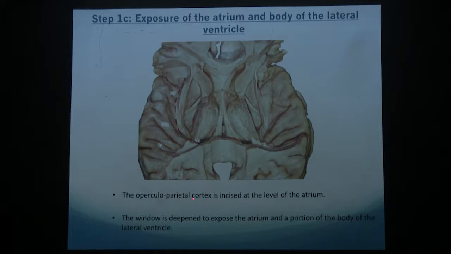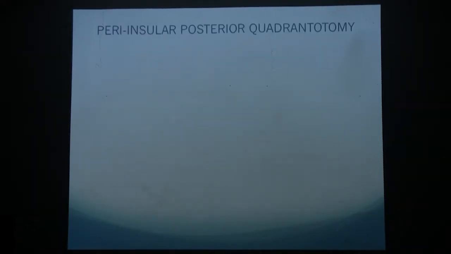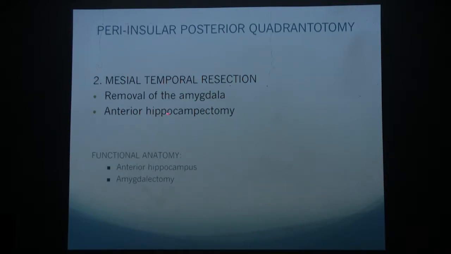The operculoparietal cortex is also incised at the level of the atrium. So the temporal lobe part is continued on to the atrium. And again, you open the ventricle along its way, only up to that. And inside the ventricle, because you don't want to deal with the anterior commissure, you remove the amygdala and the anterior hippocampus.